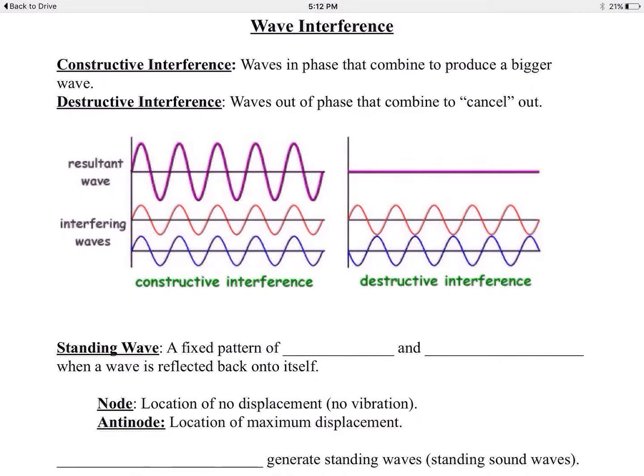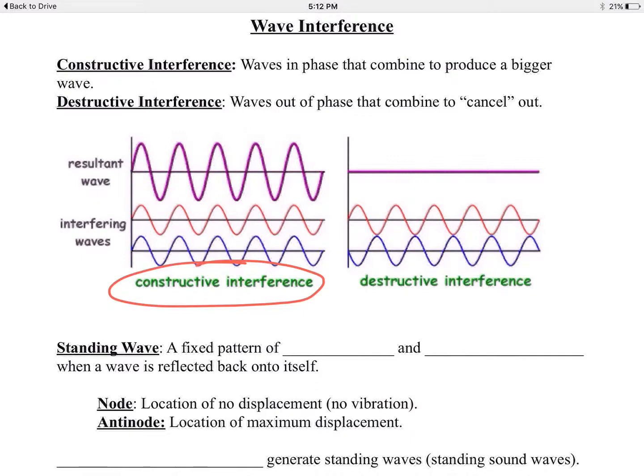Wave interference. You have constructive and destructive interference, and basically the names pretty much tell you what's going on here. Interference of waves is when you superimpose 2 waves, put 2 waves together. In the left-hand diagram here, we have constructive interference. You have 2 waves, the blue wave and the red wave, which we say are in phase. In other words, their peaks, their crests, match each other. Their troughs match each other.